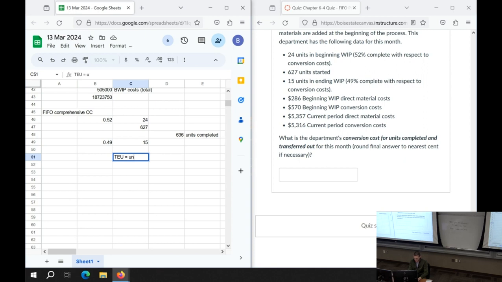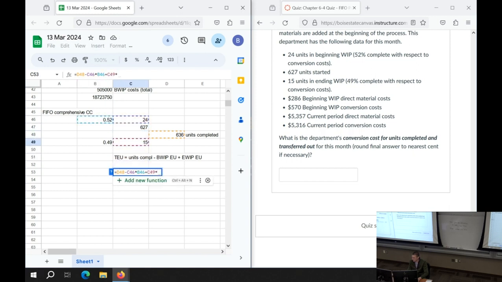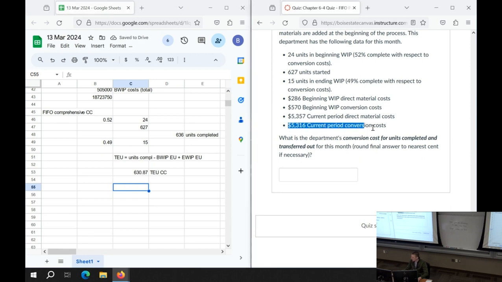So TEU equals units completed minus beginning WIP equivalent units plus ending WIP equivalent units. That is our TEU with respect to conversion costs. And we're only going to include in the numerator the current period. We've set aside our beginning WIP costs, 5316. Current period conversion costs, that's our numerator. TEU is our denominator. This is our CC rate.